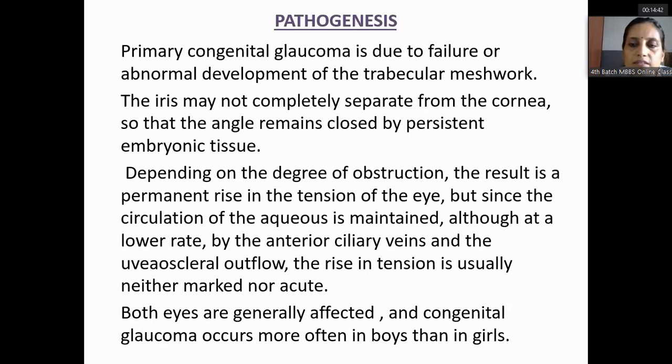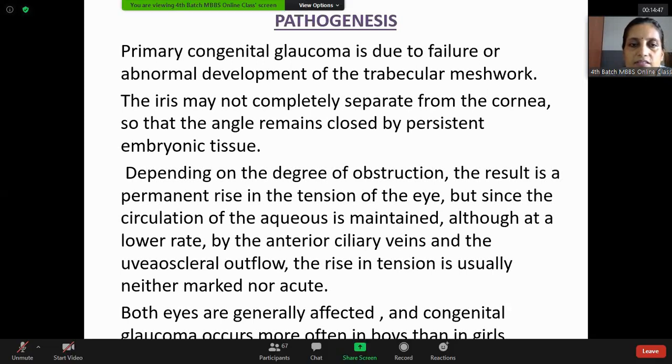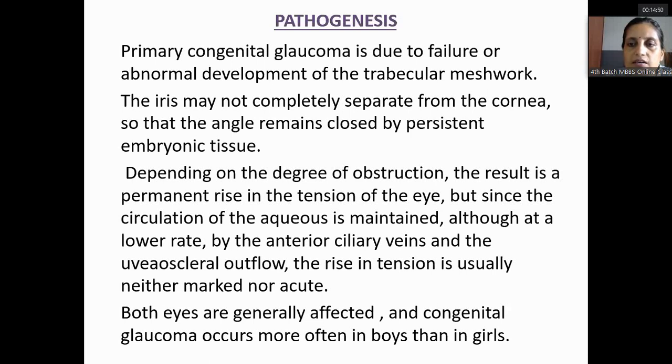Depending upon the degree of obstruction, the result is a permanent rise in tension of the eye. But since the circulation of the aqueous is maintained, although at a lower rate, by the anterior ciliary veins and the uveoscleral outflow, the rise in tension is usually neither marked nor acute. So there is another way of drainage of the aqueous, which we have discussed. Some portion also drains through the iris and veins through the uveoscleral outflow, so there may not be acute distension of the eyeball, because some amount of the aqueous is drained by the other pathway.